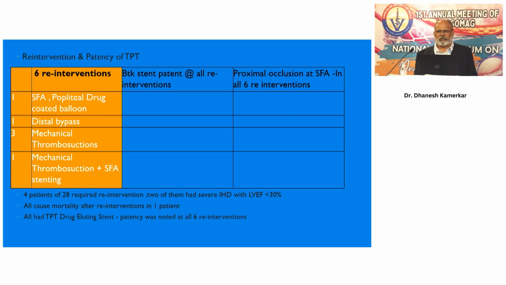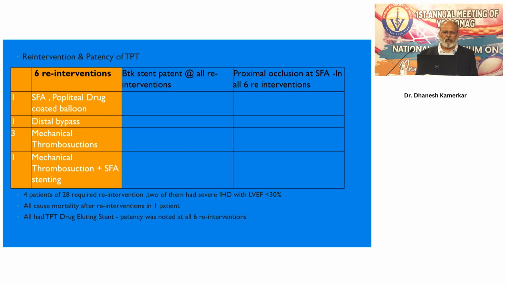Now 6 patients required re-interventions from all these 28 limbs. And very interestingly, the observations were that many of all the 6 had SFA stenting and drug-eluting stents, BTK in TP trunk. And the observations, which I will show you a couple of examples later towards the end, were that all the BTK stents were patent in all re-interventions, but the occlusions were proximal SFA stents in all 6 re-interventions.